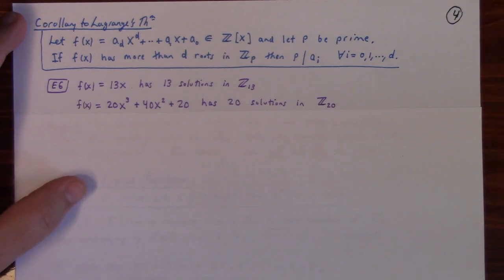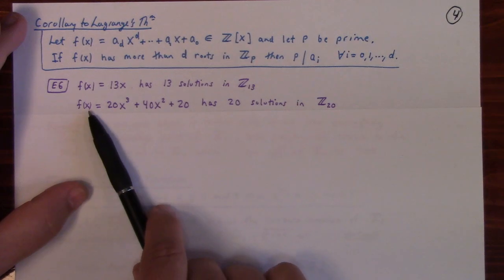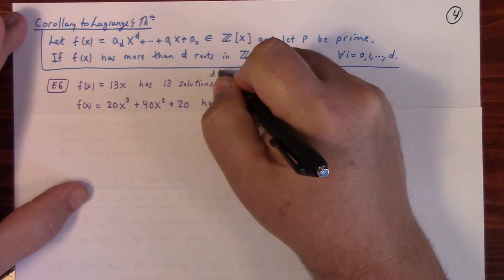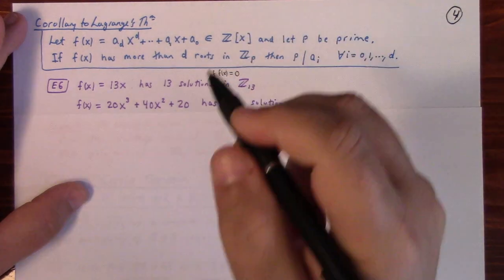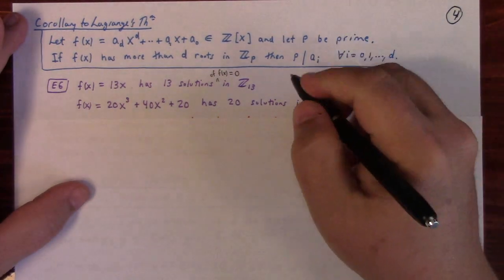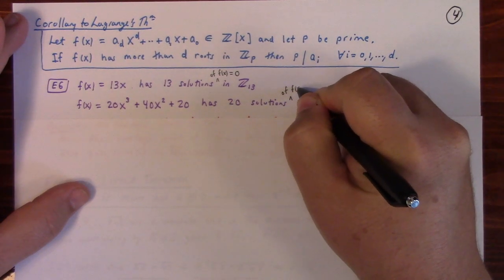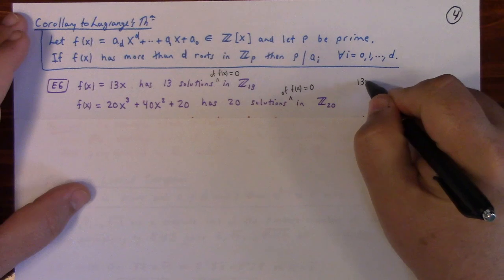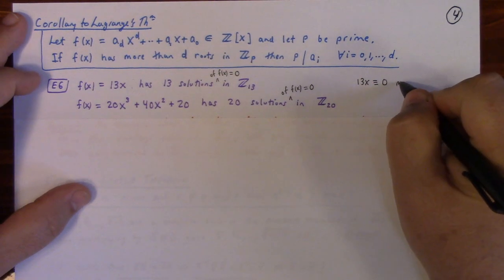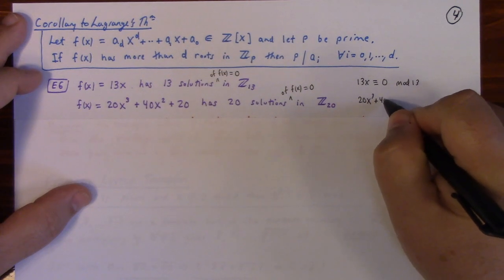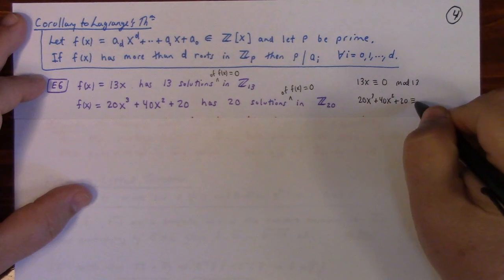So here's an example. f of x equals 13x has 13 solutions in Z13. 13, I should say, roots, solutions of f of x equals 0. That's what we're talking about, right? f of x equals 20x cubed plus 40x squared plus 20 has 20 solutions in Z20, right? Equivalently, you could say 13x congruent to 0 mod 13, or you could look at 20x cubed plus 40x squared plus 20 congruent to 0 mod 20, right?